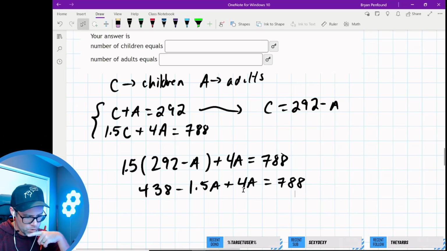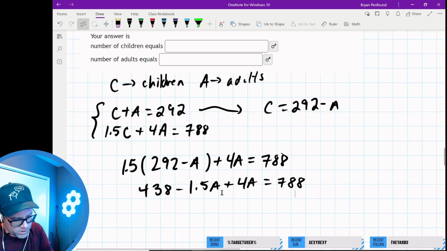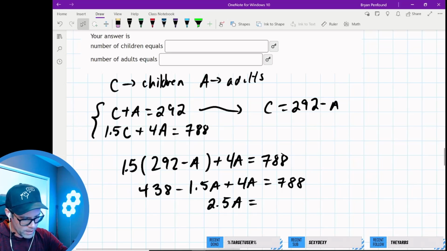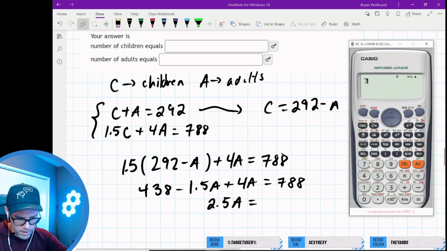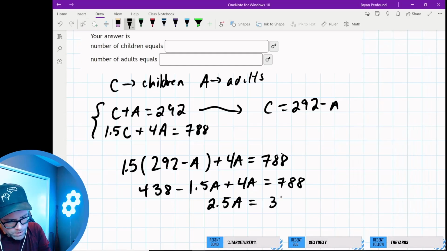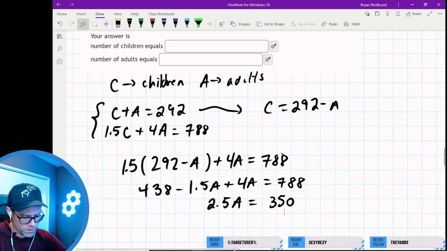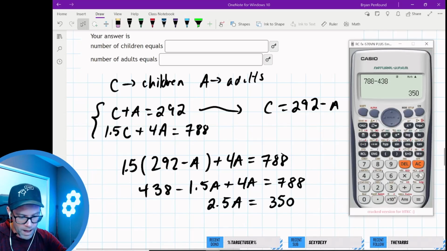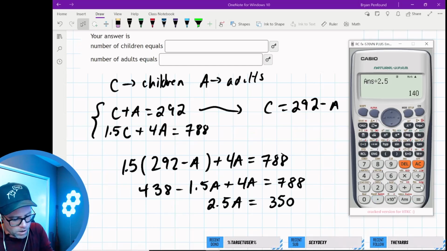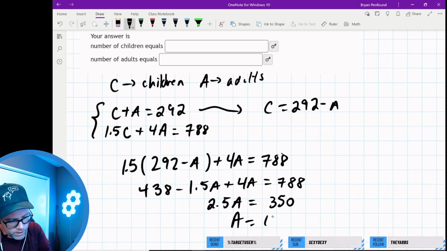788. So 4 take away 1.5 should be 2.5. And then I need 788 take away 438. 788 take away 438 should be 350. Now, hopefully 350 is divisible by 2.5. Please. Perfect. Okay, so A is equal to 140.